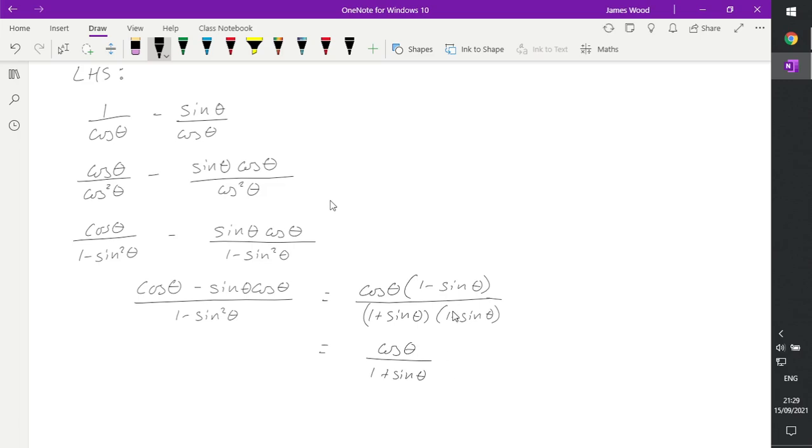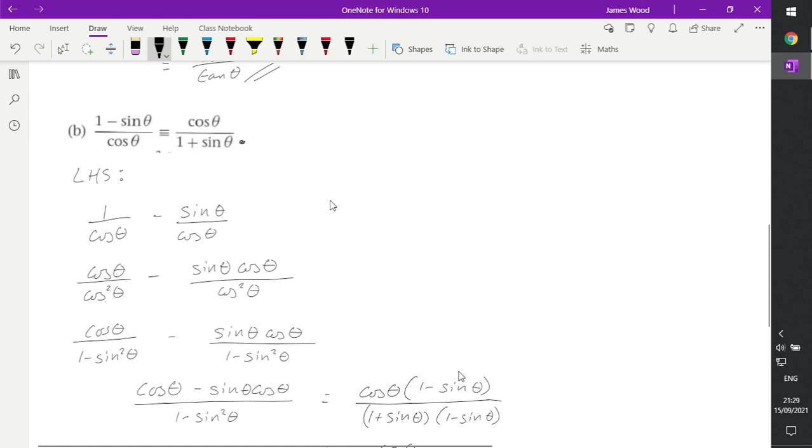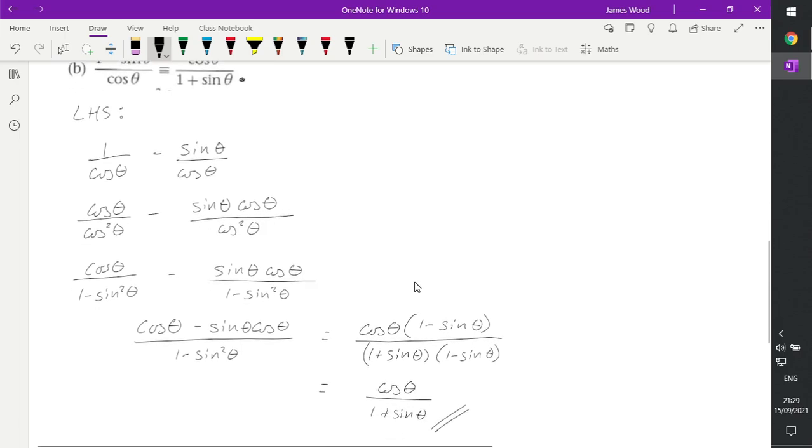Okay, so using difference of two squares is quite a good strategy, and it does often come up in these type of proof questions. I suppose the thing that would indicate to me that I needed to use difference of two squares was the fact that I had this 1 plus sine theta and 1 minus sine theta. That kind of looks like the factors that come out of difference of two squares. But that is a tricky one.